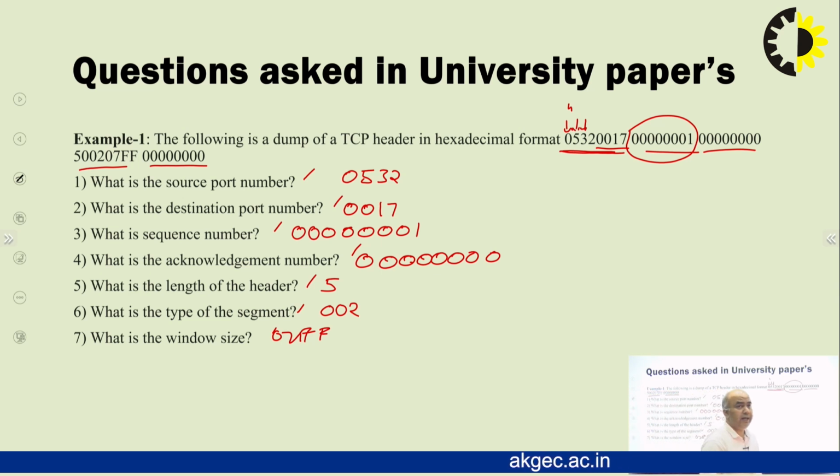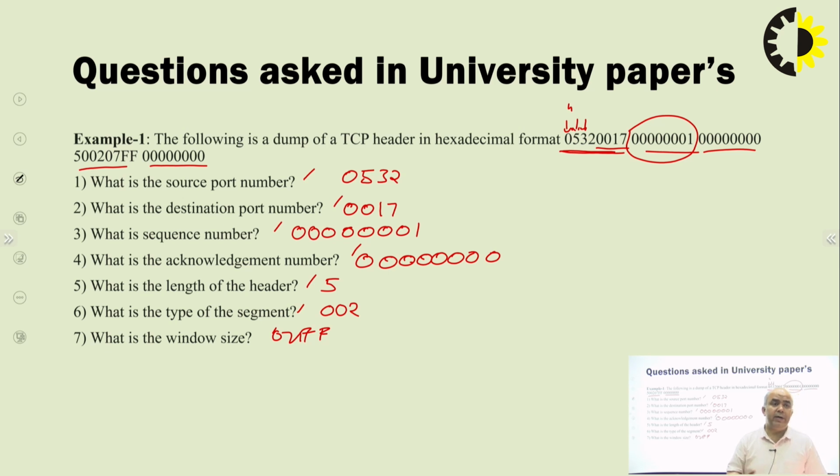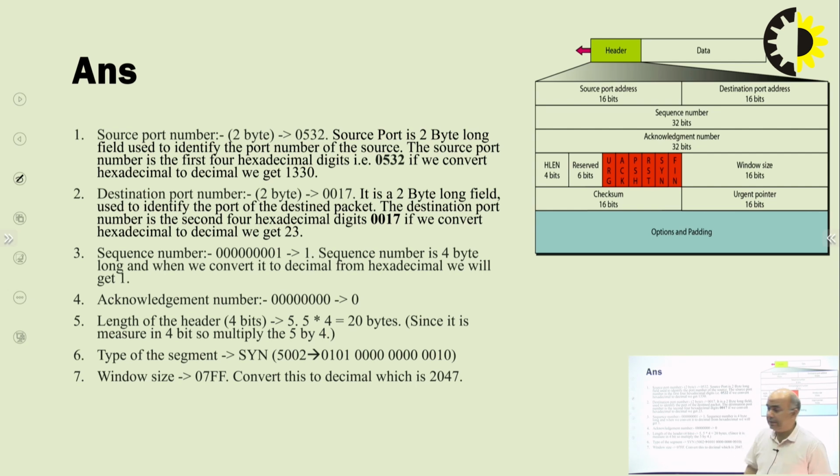On that basis, as we place these values, we then have to convert them into decimal values, so that as humans we can read what the numbers are according to the headers. Let us take the example that I already discussed. The source port number is 2 bytes, that is 16 bits, which is 0532 as I already told you. So, this is a 2-byte-long field that identifies the source port number.